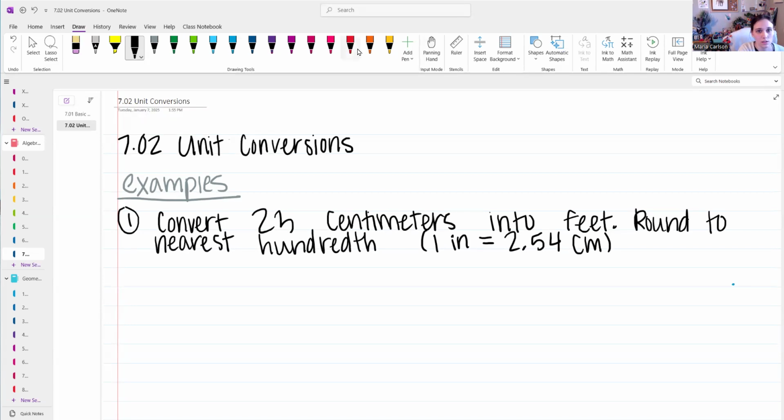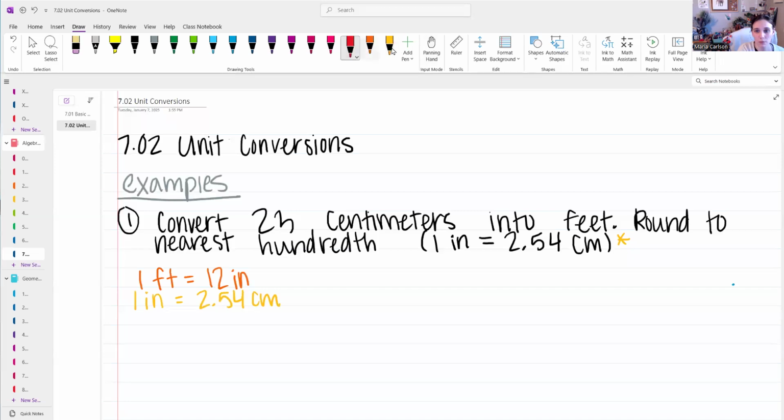Okay, so we want to convert 23 centimeters into feet, and 1 foot is a lot bigger than a centimeter. I'm going to write down some of the conversion factors that we're going to use, and I always like to start with my biggest unit, so 1 foot. I don't know how many centimeters are in a foot, but I know there are 12 inches in 1 foot, and then we have the conversion factor here that 1 inch is 2.54 centimeters.